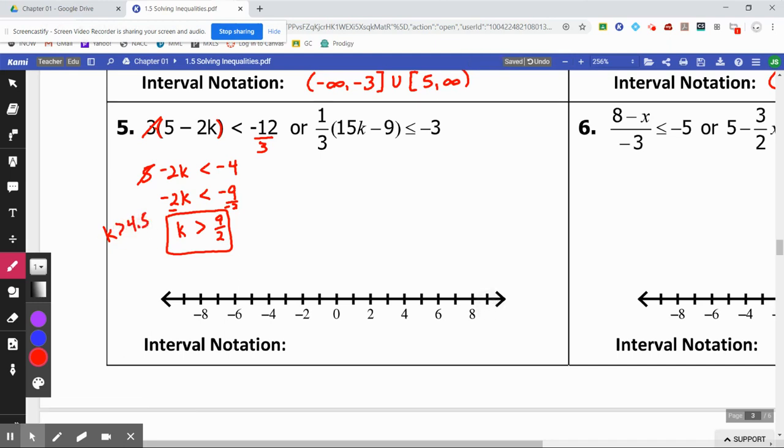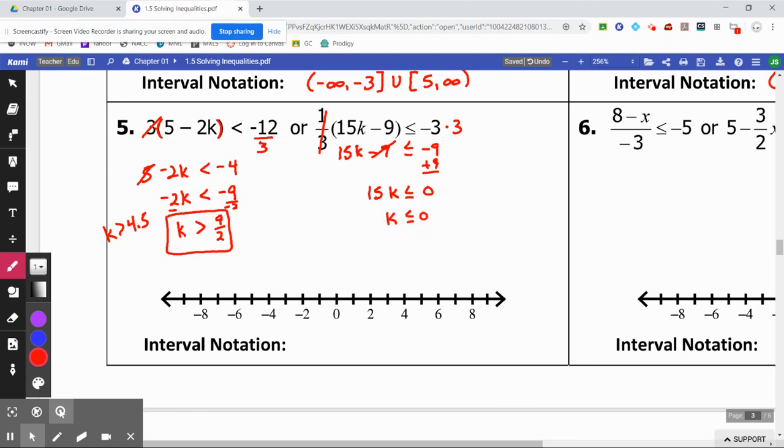The other part, same thing. To get rid of this 1/3, instead of distributing, you can actually divide the other side by 1/3. To divide by a fraction, you flip and multiply. So that's the same thing as times 3. So that gives you 15k minus 9 is less than or equal to negative 9. Move minus 9 by adding, gives you 15k is less than or equal to 0. Divide by 15 gives you k is less than or equal to 0. There's the second part of your answer.